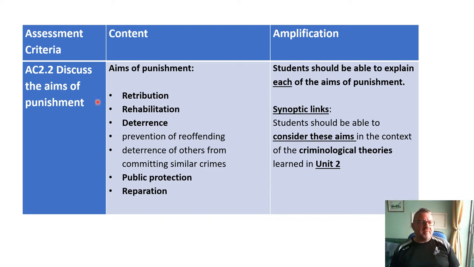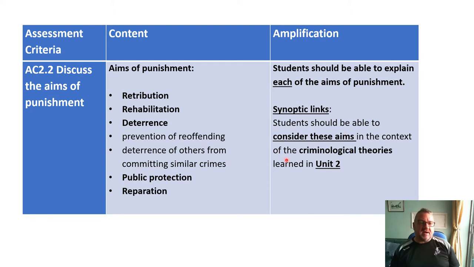So you are expected to know what the five aims of punishment are. The syllabus names these as retribution, rehabilitation, deterrence, public protection, and reparation. There are alternate names for some of these, but that's the language that the syllabus uses. But much more importantly, look over here.